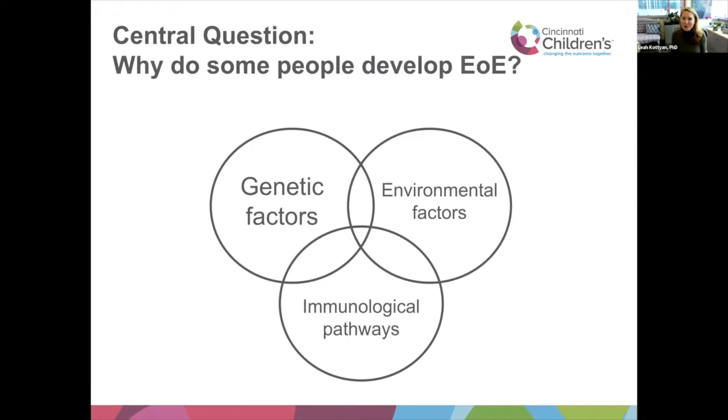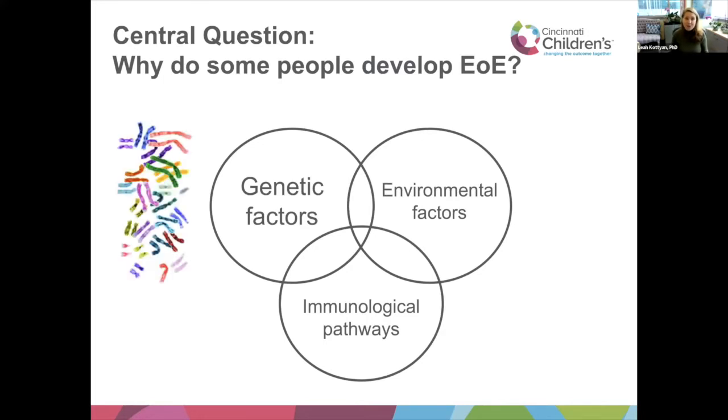So I think it's appropriate to start with a real central question for many patients, families, and researchers. Why do some people develop eosinophilic esophagitis? And when we think about this question at a very high level, we know that there are genetic factors, meaning pieces of your DNA. This is a picture of chromosomes, where every pair of chromosomes from a person is colored in a different color, and your DNA is wrapped up around proteins making those chromosomes. And we know that there's factors in your DNA that can lead to EoE.